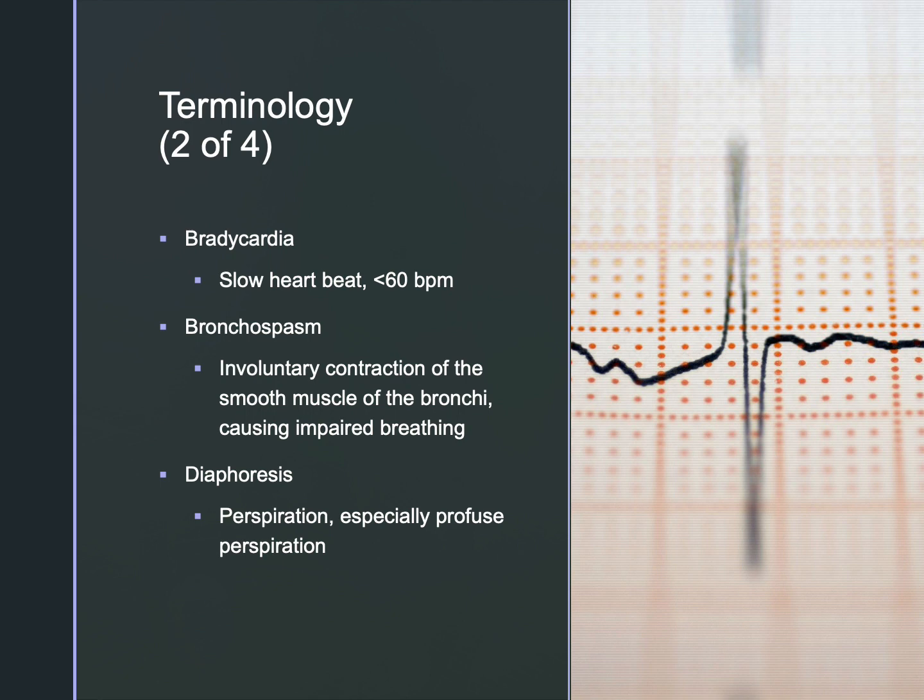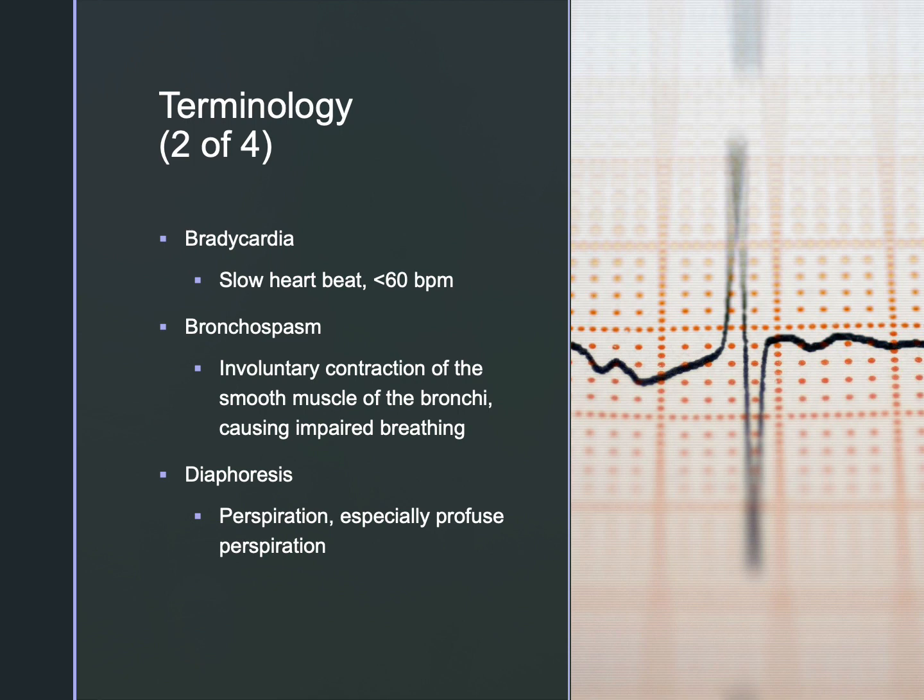Bradycardia and bronchospasms are both complications that relate to anesthesia care. Remember, bradycardia means slow heart rate, so that would be a heart rate that is less than 60 beats per minute. Bronchospasm is the involuntary contraction of the smooth muscle of the bronchi, making it difficult to breathe.